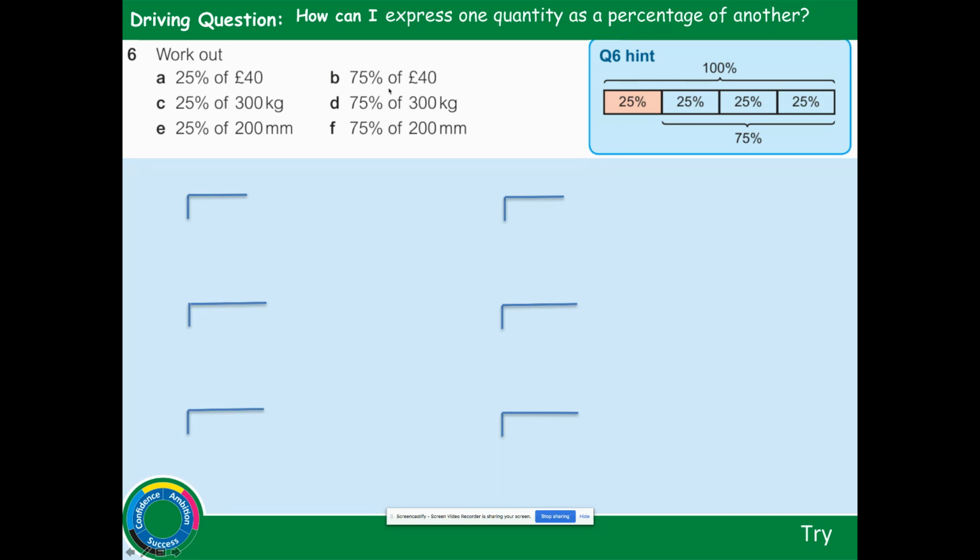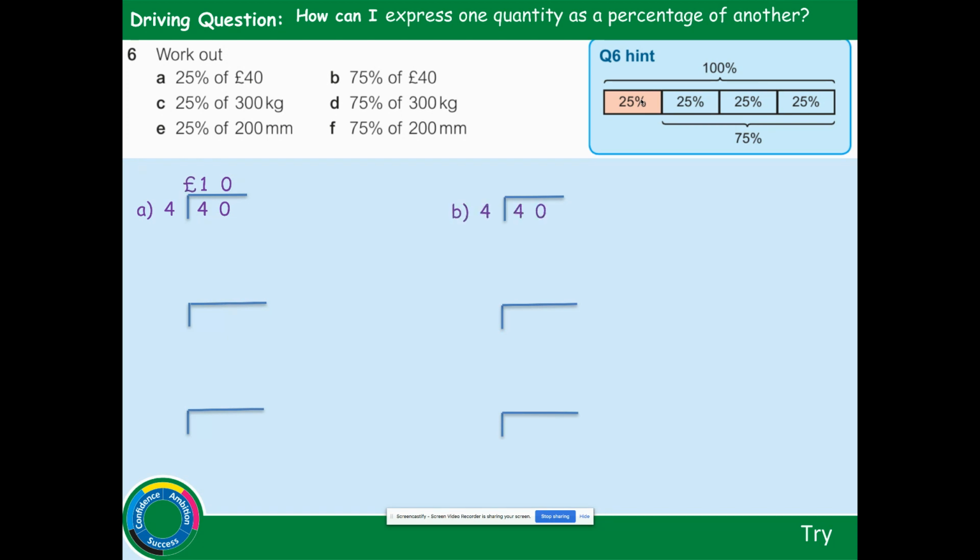Now we've also got to find 75%. 25% of a number and 75% of the same number. So 75% is the 3 bits remaining from the quarter. I'm going to talk you through A and B, and then you'll press pause and do the other 2 on your own. If we start with A, to find 25% of £40, we divide by 4. 4 into 1 is 1, 4 into 0 is 0, so it's £10.